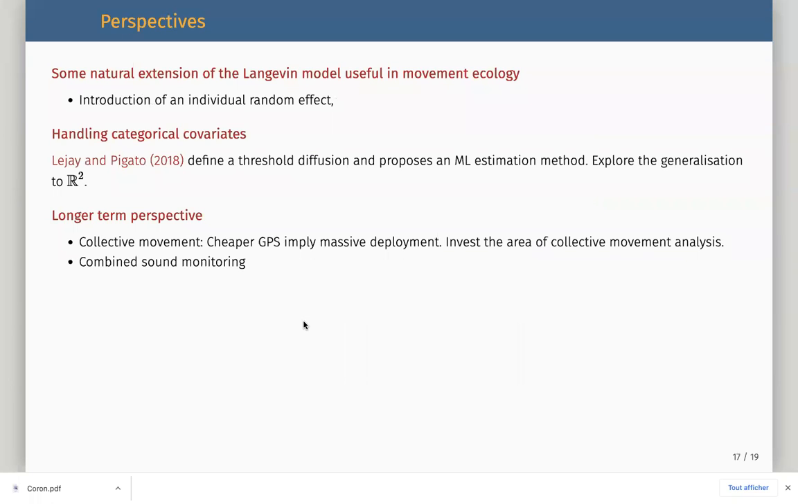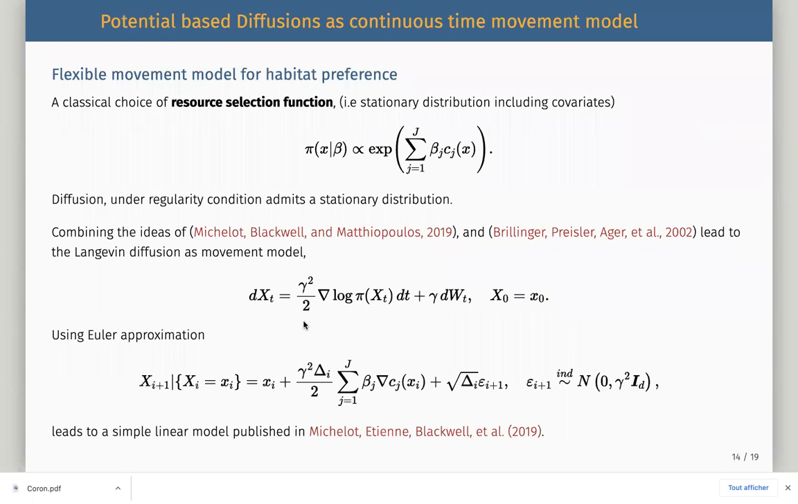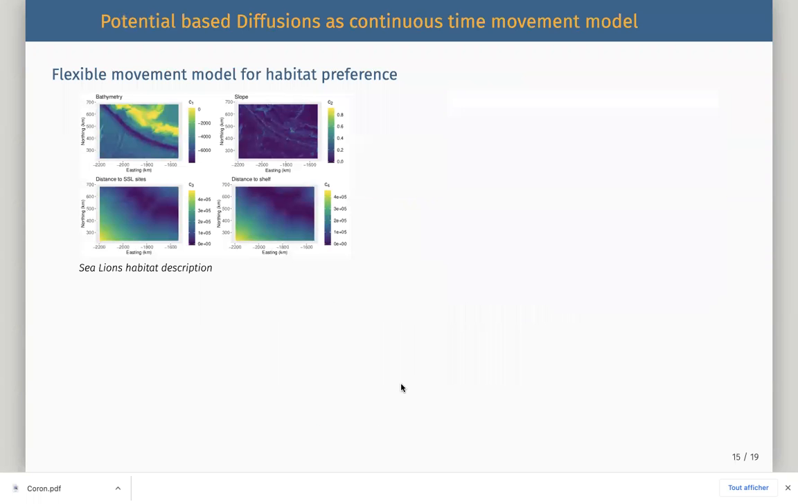Just to finish, the idea we are looking at for future work is the introduction of individual random effects, because animals might respond to the environment in a different way. And the critical point currently is that most of the descriptions of the environment are not given by quantitative data. Because we are using the gradient of the potential, we need to have gradients of the covariates. So we need some quantitative covariates, which are supposed to be smooth enough.